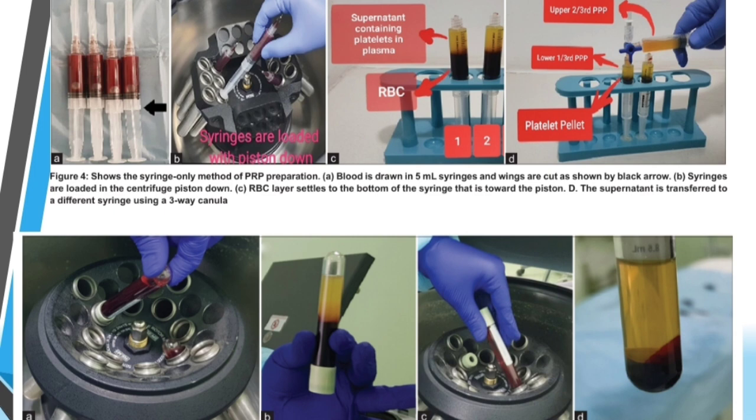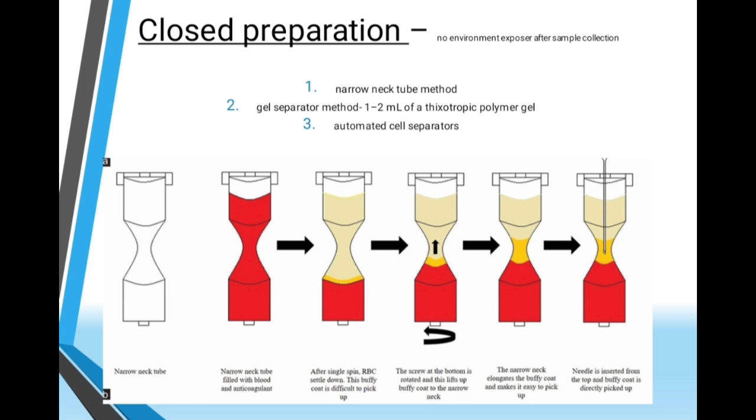The closed method of preparation is the one where there is no environment exposure after sample collection, and the following methods come under closed preparation. Narrow neck method, gel separated method, where 1 to 2 ml of thixotropic polymer gel is added, or automatic cell separator.